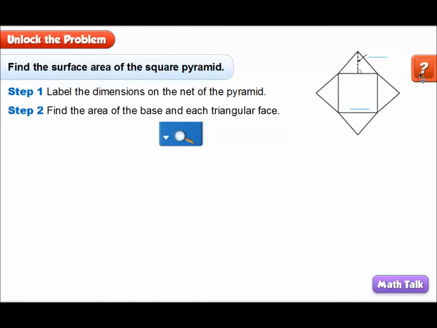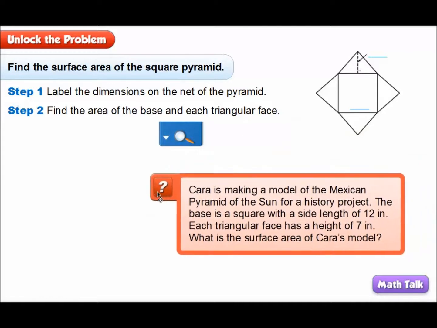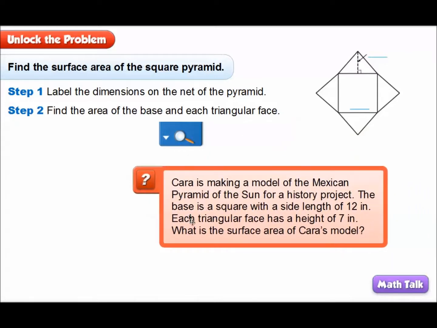Now for the first problem, we have this story problem. Kara is making a model of the Mexican pyramid of the sun for a history project. The base is a square with a side length of 12 inches. Each triangular face has a height of 7 inches. What is the surface area of Kara's model?